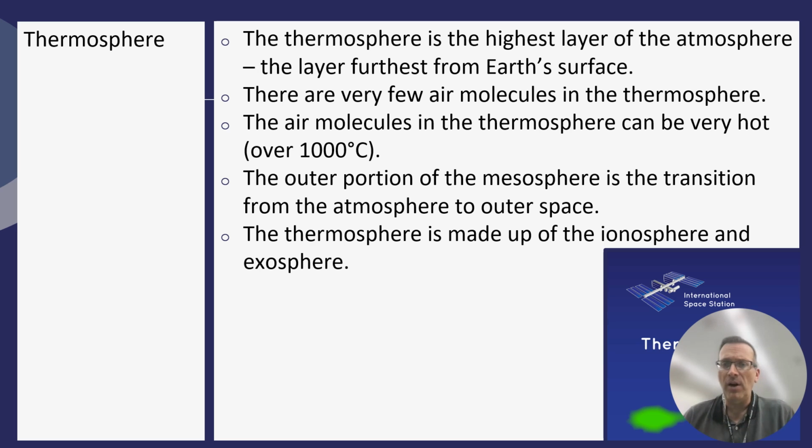The ionosphere, you're going to see potentially a test question. That's where the aurora borealis is. I'm not sure if we have a good picture of it here. It doesn't look like it. I'll show you one when we're back in class together. So the aurora borealis is going to be in the ionosphere, and then that extra layer of the thermosphere, the exosphere, that's really where outer space begins.